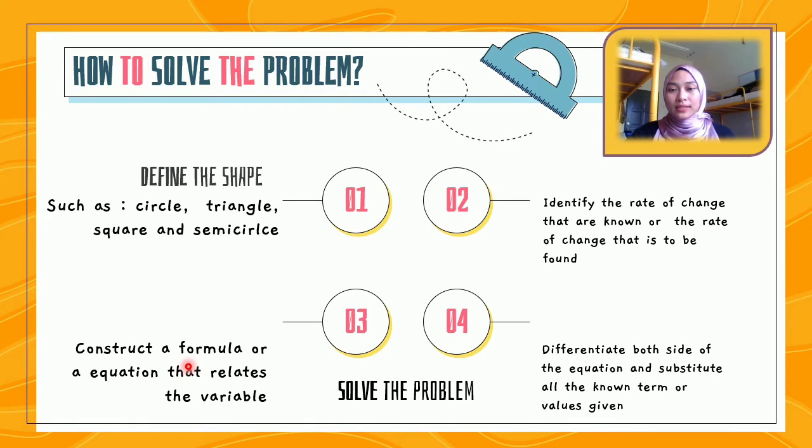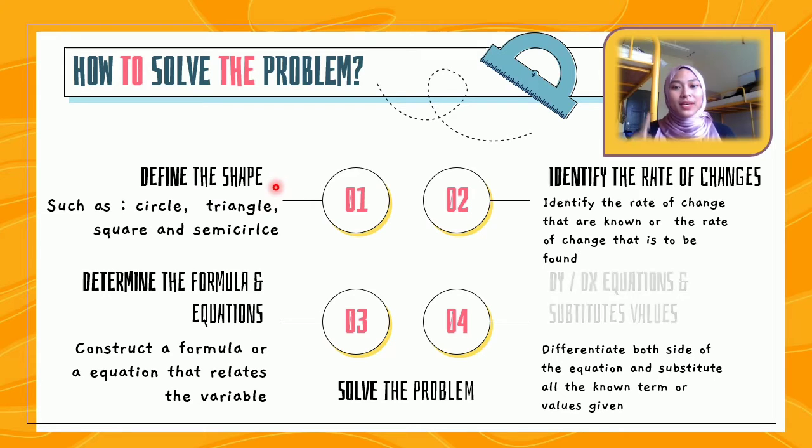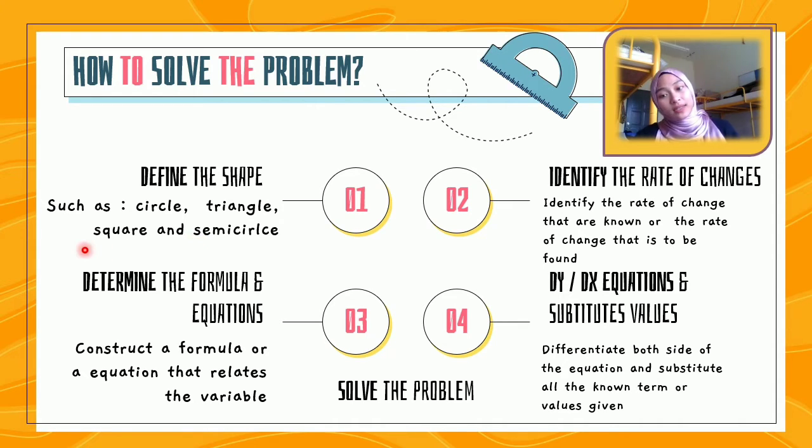Given a question on differentiation, how do we solve the problem? Firstly, we must define the shape in the question, such as circle, triangle, square, semicircle, sphere, or something else. Secondly, we have to identify the rate of change. We must identify the rate of change that is known or the rate of change that is to be found.